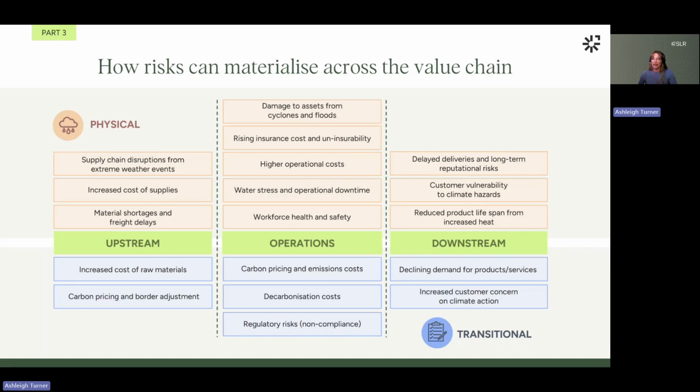And then on the transition side, upstream can bring things like increased raw material costs. In operations, you might see carbon pricing and emissions costs, and downstream, you might be looking at declining demand for carbon intensive products or increased customer concern on climate action. So really important to consider across this full value chain and map this out when you get that initial risk and opportunity list.